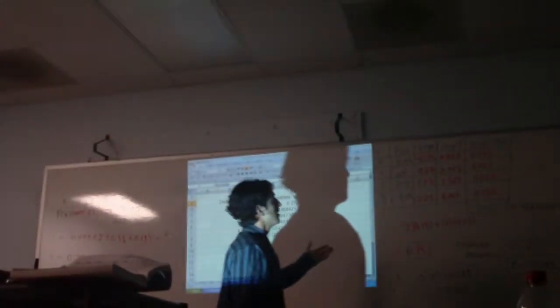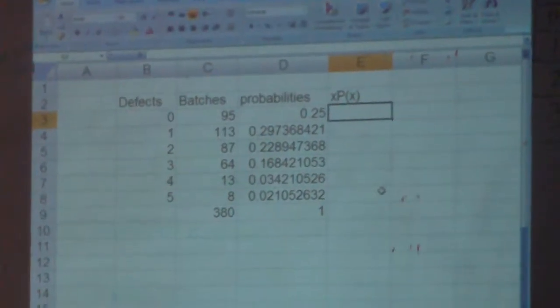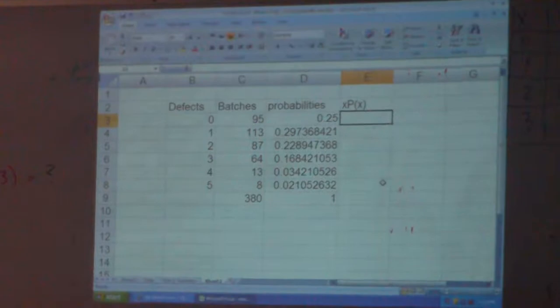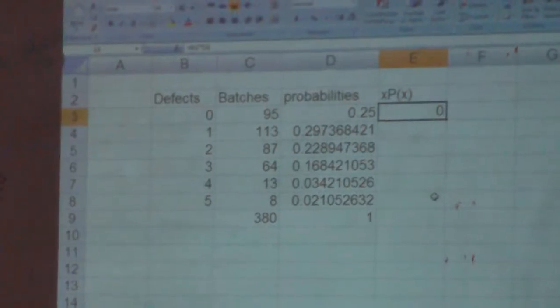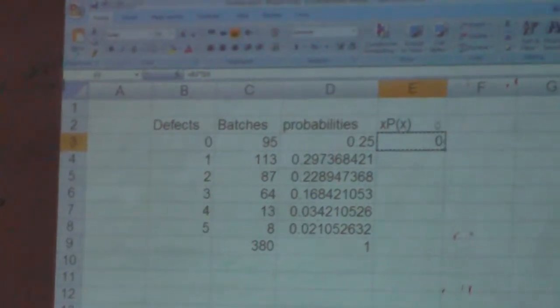Okay, so what we actually want to do is essentially the same procedure, but we don't have to go through all this effort of individual steps. So we try to minimize these things. One thing I could do is take the product of the number of defects and the probability. So multiply this times this for each one of those.